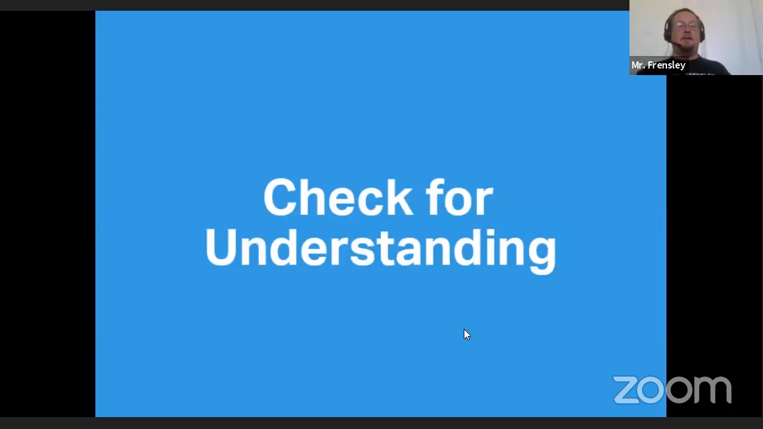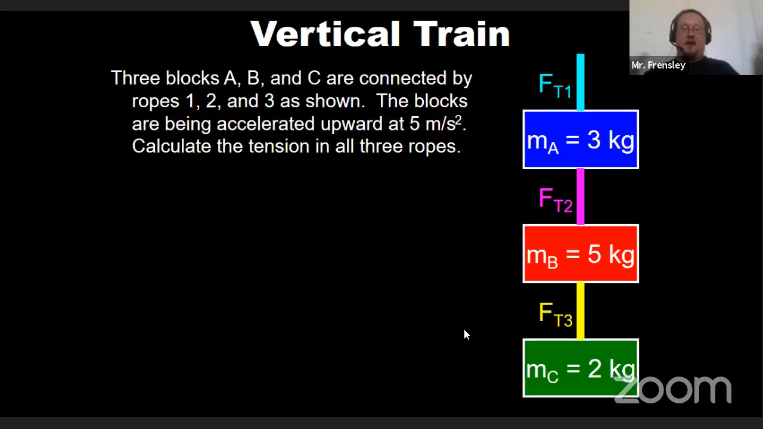Okay? All right, here's your check for understanding. We're going to take those blocks and we're going to turn them vertically. So we've got tension 1 at the top. It's supporting 3 kilograms. Then underneath that, tension 2 is supporting 5 kilograms, and underneath that, tension 3 is supporting 2 kilograms. Right now, I'm going to give you the acceleration already. The acceleration is 5 meters per second squared. Calculate the tension in all 3 ropes.